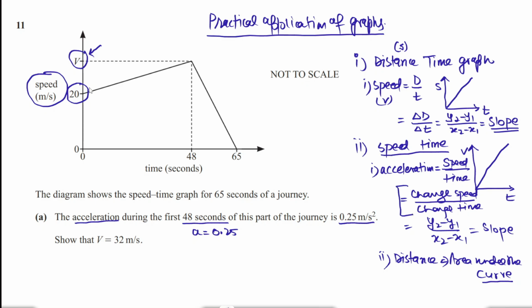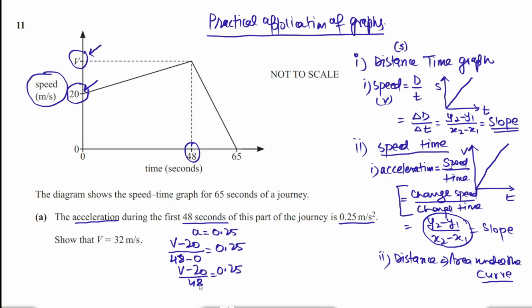So at 0 seconds, the speed was 20. And at 48 seconds, the speed is v meters per second. So the final speed was v and the initial speed was 20. The final time was 48 because we are considering 48 seconds only, and the initial time was 0. So I'm using this formula, y2 minus y1 over x2 minus x1. And if we calculate it, v minus 20 over 48 equals 0.25.